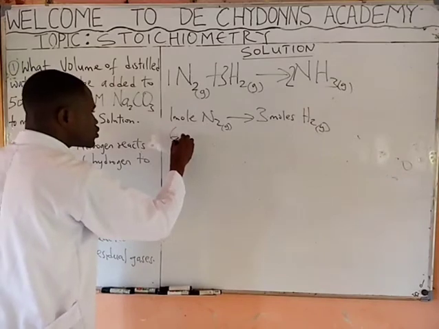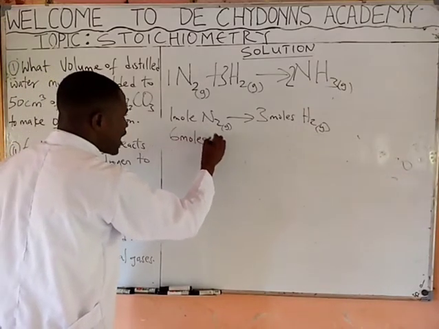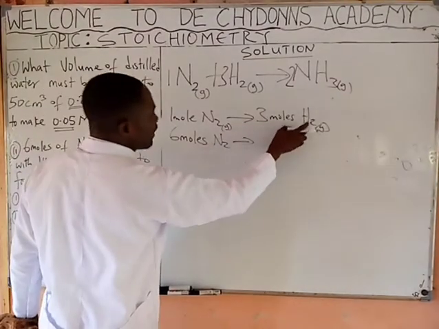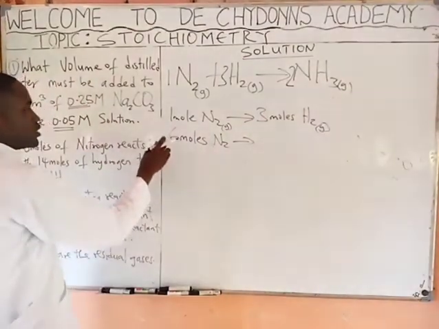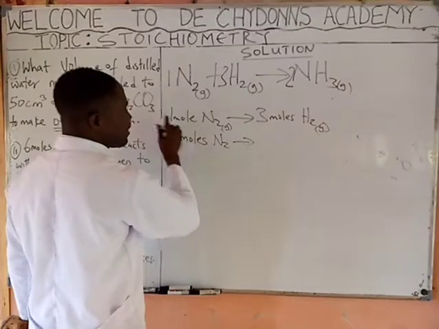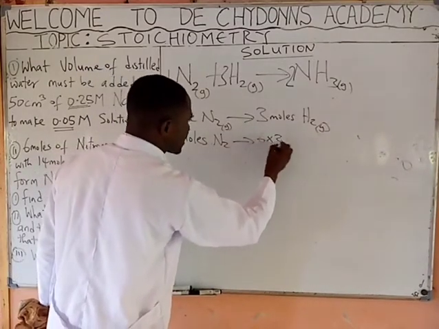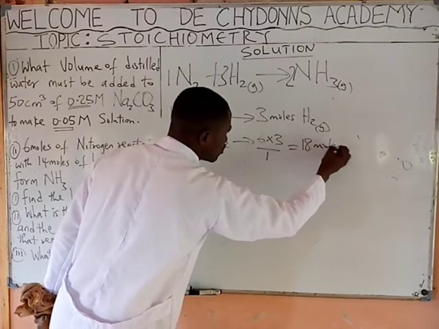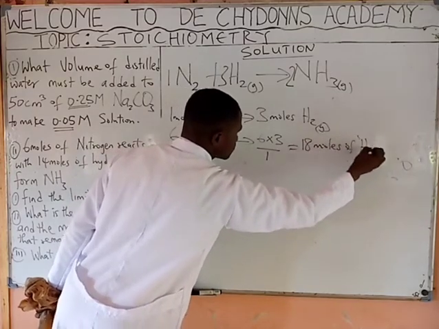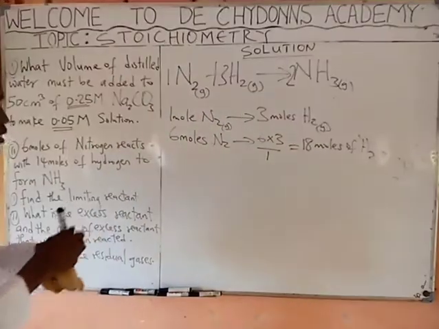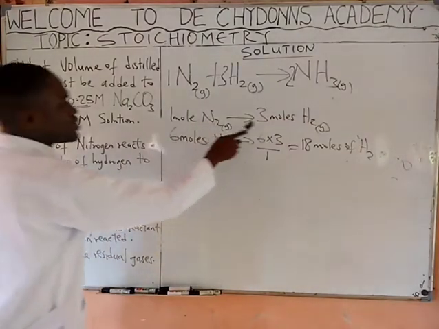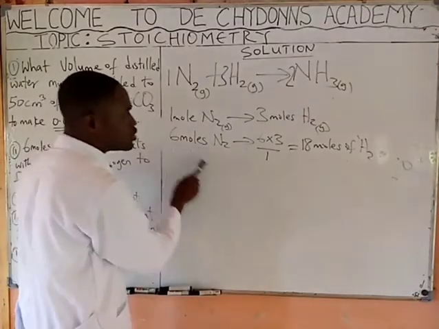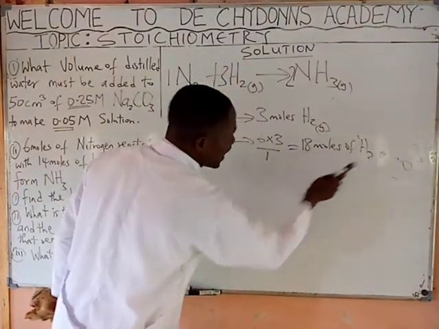If 6 moles of nitrogen reacts, how many moles of hydrogen should it react with? You say 6 times this divided by this: 6 times 3 divided by 1. That will be 18 moles of hydrogen. You can see that from our well-balanced equation, 6 moles of nitrogen must react with 18 moles of hydrogen.